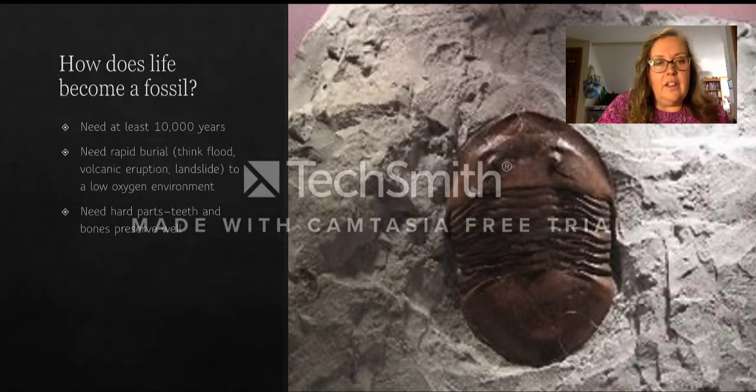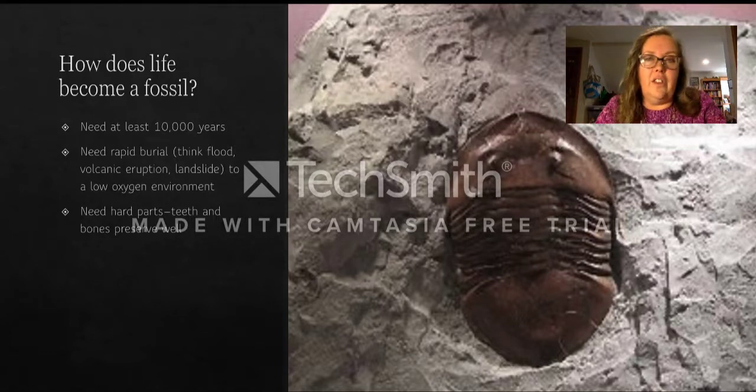And then the third thing that you really need to help preserve it is hard parts. So teeth, bones, exoskeletons like this particular critter, which is a trilobite, and these were quite common in the Paleozoic and have since gone extinct, but this little guy has an exoskeleton, so that is one big reason why it was preserved and why we can see it today and study it.